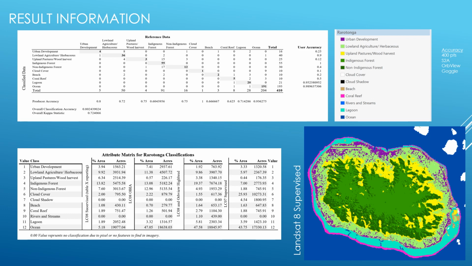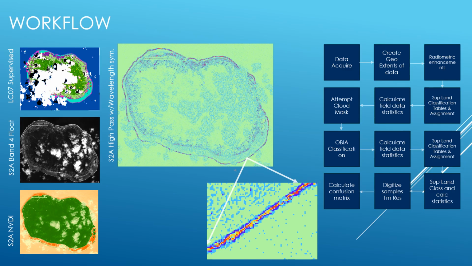Doing these training samples for the accuracy assessment, I ended up using 400 points because we didn't use cloud cover, cloud shadows, or rivers and streams for Landsat 8 basic supervised. Here is a basic flow matrix on the right hand side that follows the class pretty much from week 2 to week 13.